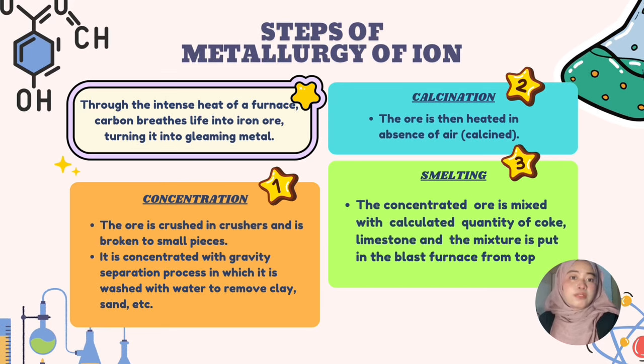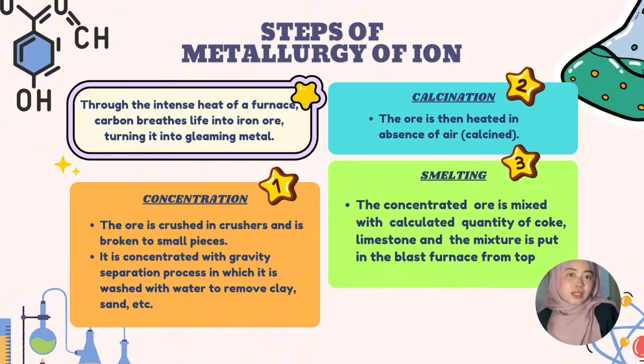Crushing: the bulky ore is first fed into crushers and broken down into small, manageable pieces. Gravity separation: these pieces are then washed with water. Because iron ore is much denser than the gangue, the unwanted clay and sand, the impurities are washed away while the heavy iron-rich particles remain.